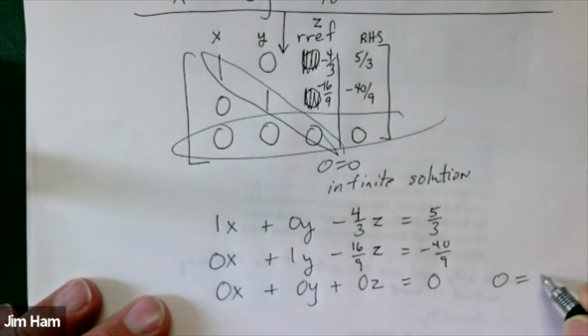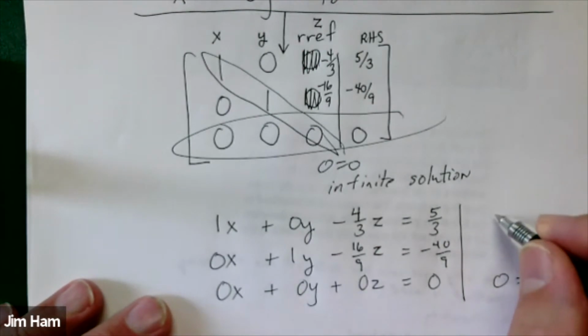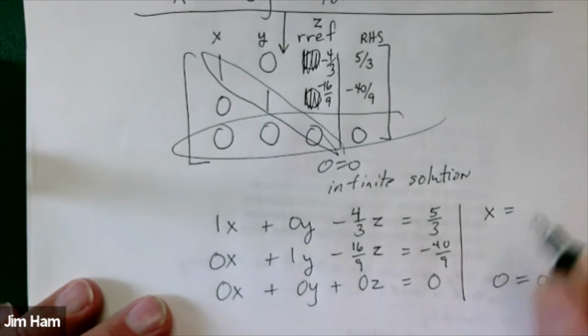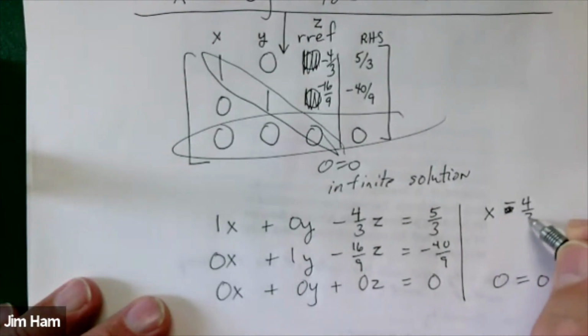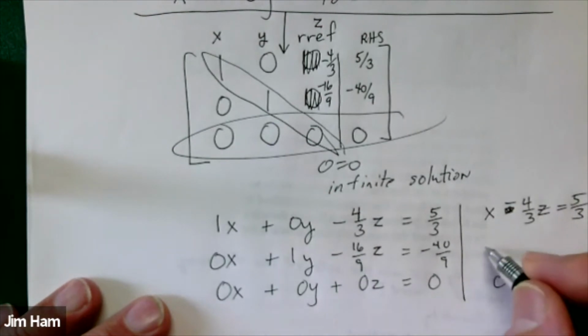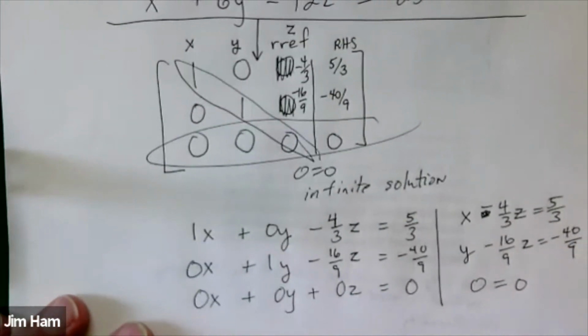So the last equation is not very interesting. It's just 0 equals 0. That tells us that we have an infinite number of solutions. The other equations are going to tell us what the nature of those solutions is. So there's no y. So we have x minus 4/3 z equals 5/3. In the second one, there's no x. And this is what the equation would look like.